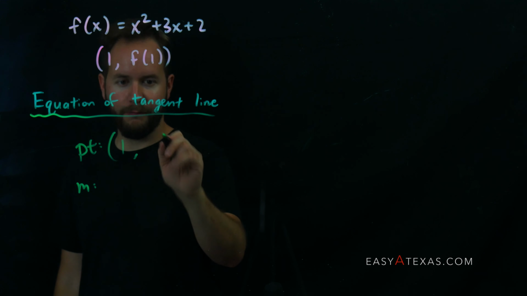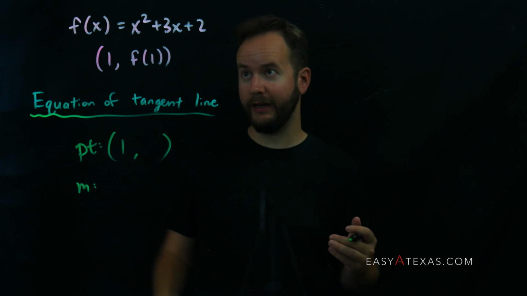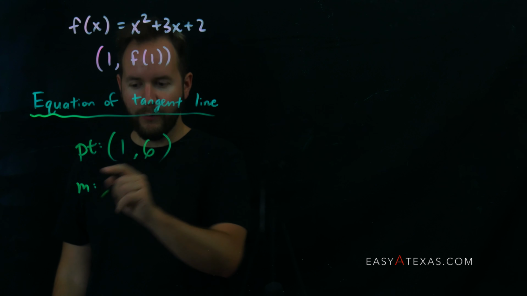They've already given us some part of the point. They told us the x-coordinate is 1. Well, to get the y-coordinate, you simply take the x value and plug it into the function. 1 squared plus 3 times 1 plus 2 is 6. And now we have to worry about getting the slope.